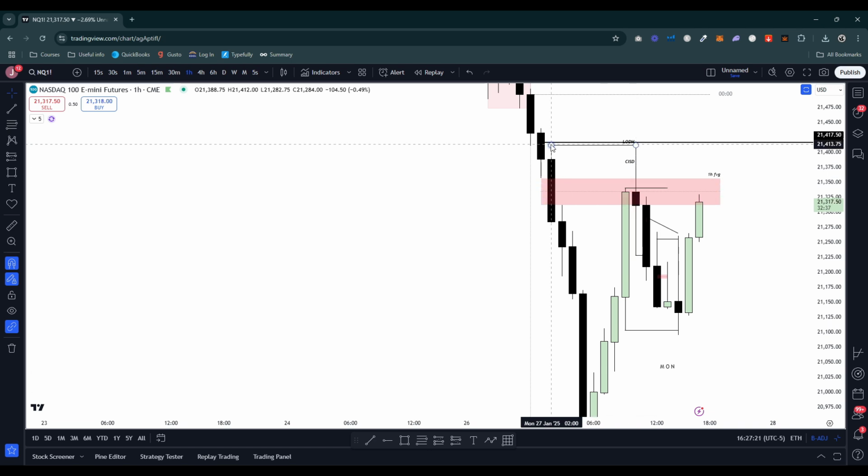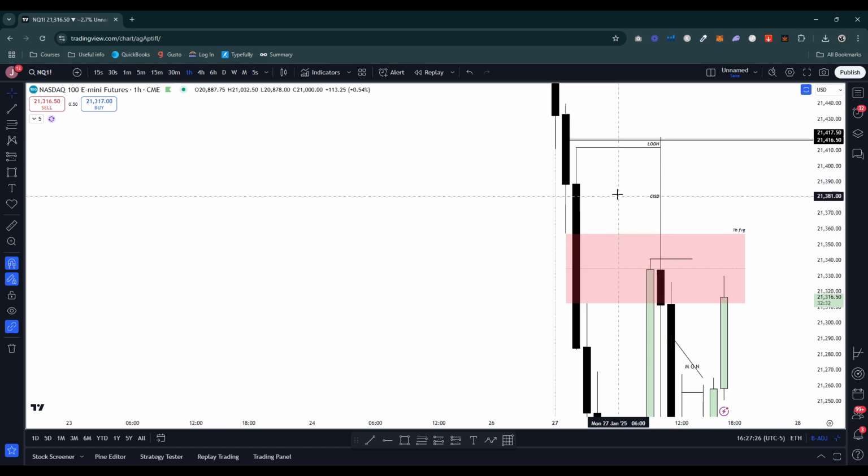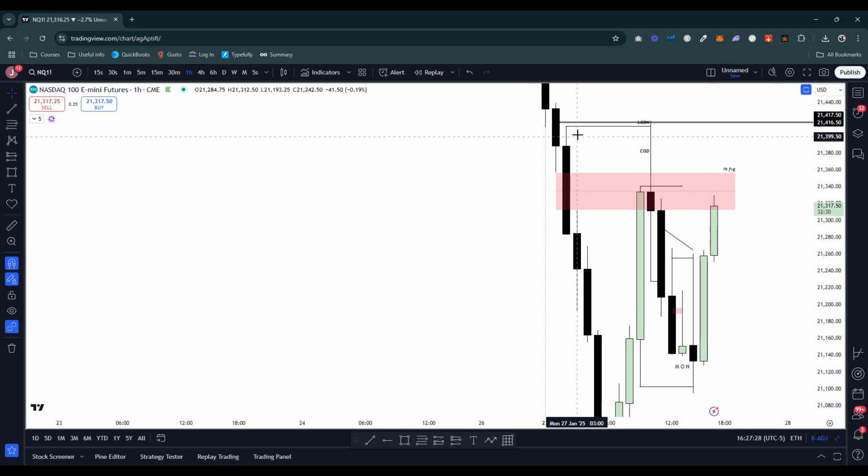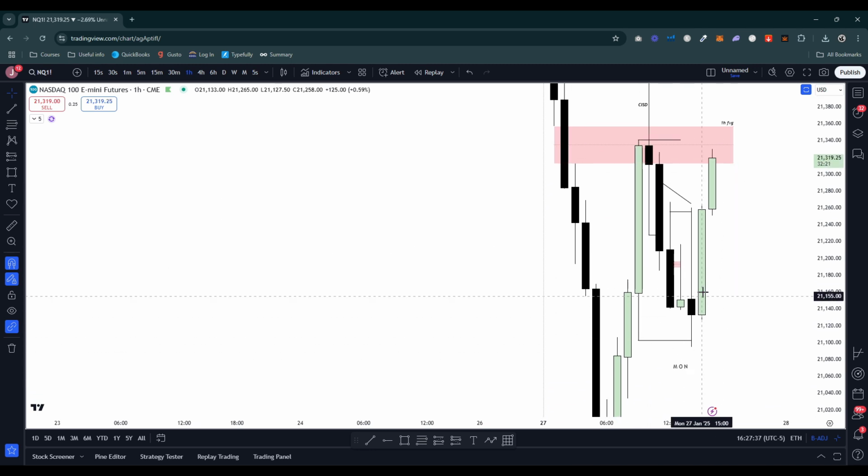Manipulation above the London high, hit the volume imbalance, also hit a, is this a 1 hour fair value gap? I can't tell. No, never mind. We hit a 15-minute volume imbalance, swept the London high, manipulated higher, manipulated above the previous 1 hour candle's high, which is the 9 a.m. range. We worked down the whole day. We worked all the way down to the 9 a.m.